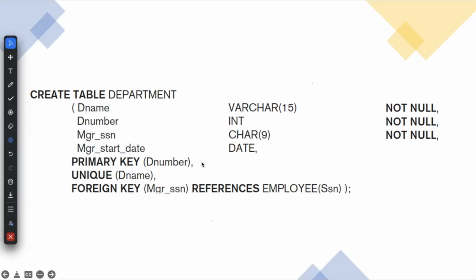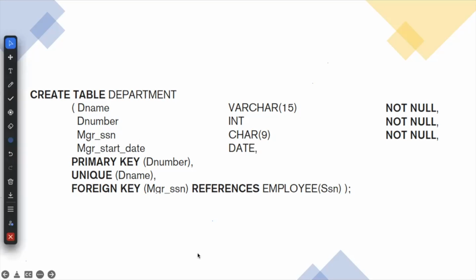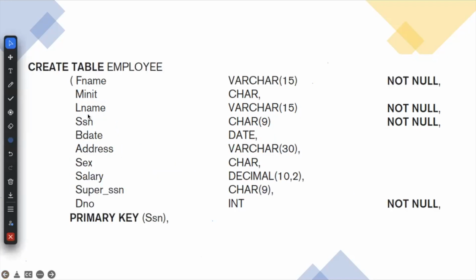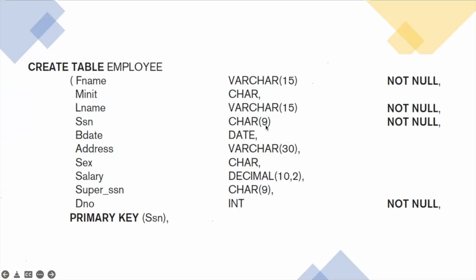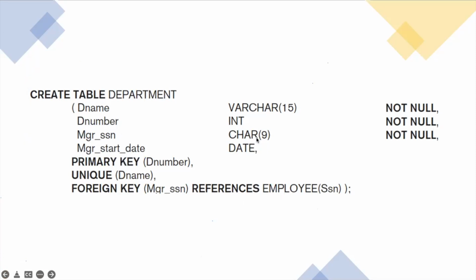Here, one thing to be noted is that MGR SSN, that is the foreign key in this table, should have exactly the same data type as the primary key, which is SSN of employee. Since MGR SSN refers to SSN of employee, it must be of the same data type. So if we go back to the previous, you can see here that SSN is also of length char 9. So here you can see the MGR SSN is also of type char 9. So the foreign key and the primary key of the other referenced table must have the same data type.